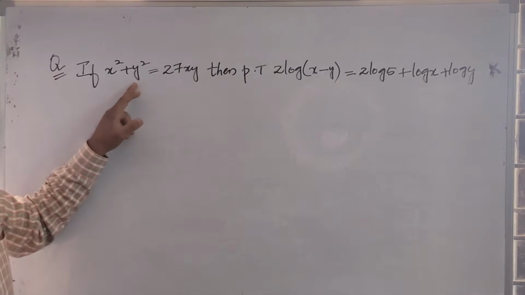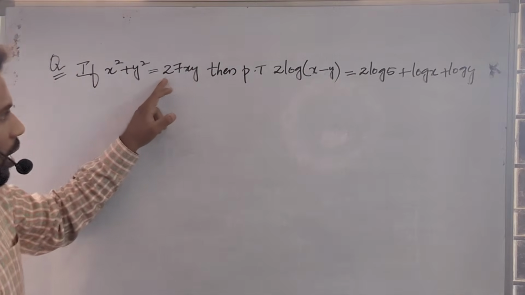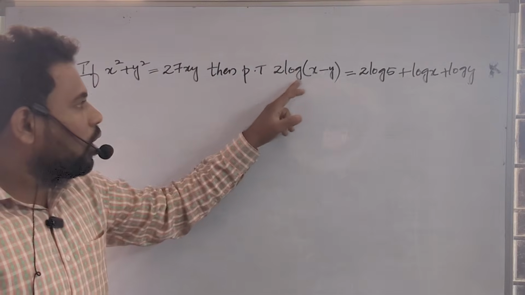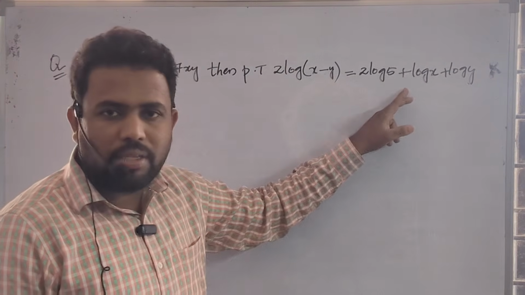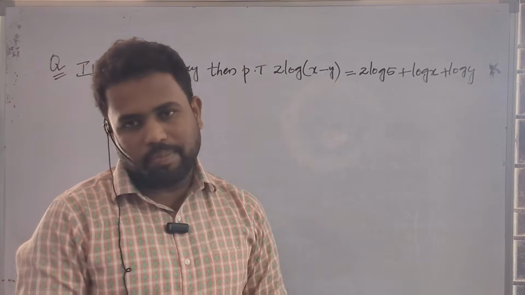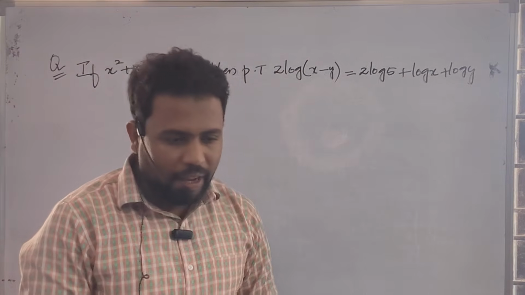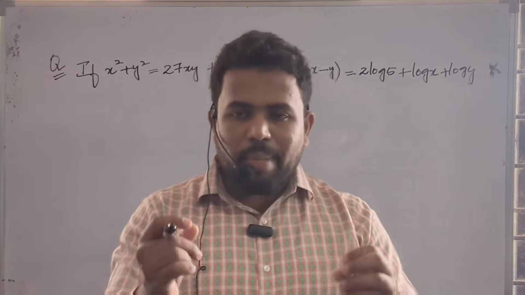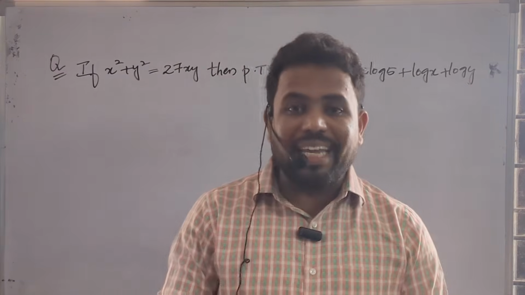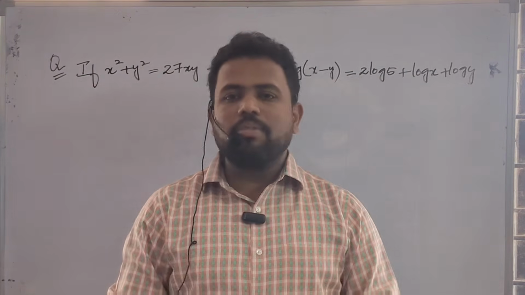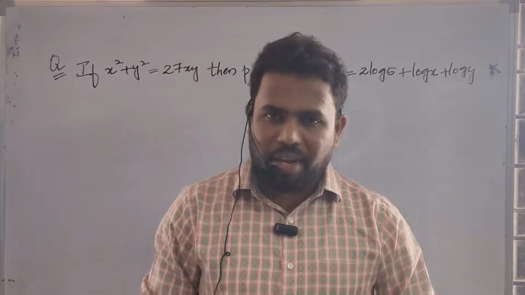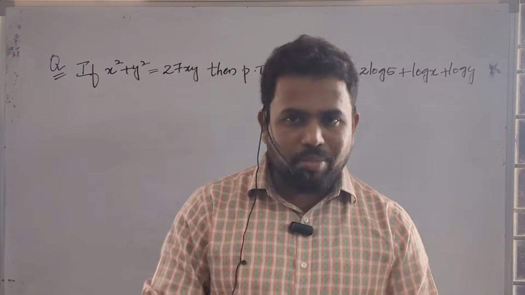If x square plus y square equals 27xy, then prove that 2 log of (x minus y) equals 2 log 5 plus log x plus log y. Clear? Math becomes very simple when we follow the hints and use the tricks. So here also I am going to give you some tricks.